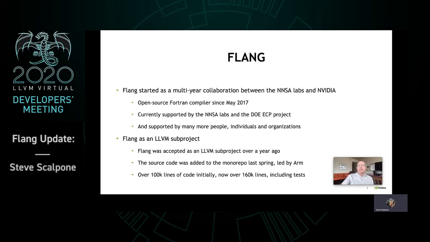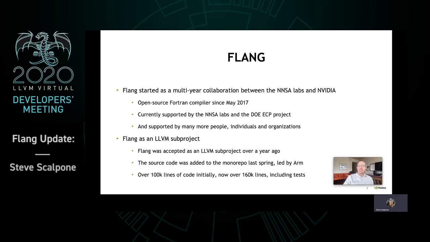Flang was accepted as an LLVM subproject over a year ago, but it was only last spring that the code made its leap into the monorepo. The whole Flang project was pushed in one fell swoop. ARM led the effort to prepare the code for uploading, along with the LLVM GitHub admins, and it all went very smoothly. The initial code push was over 100K lines, and according to GitHub Insights, 2 of the Flang developers were thrust into the top 100 contributors all-time to LLVM.